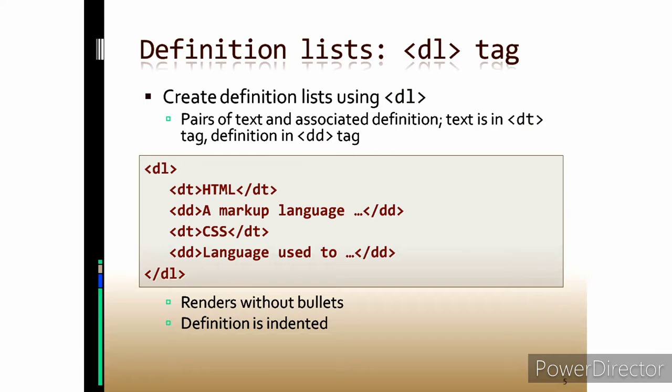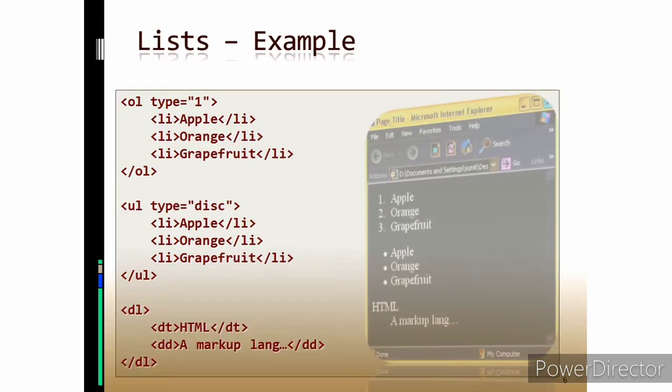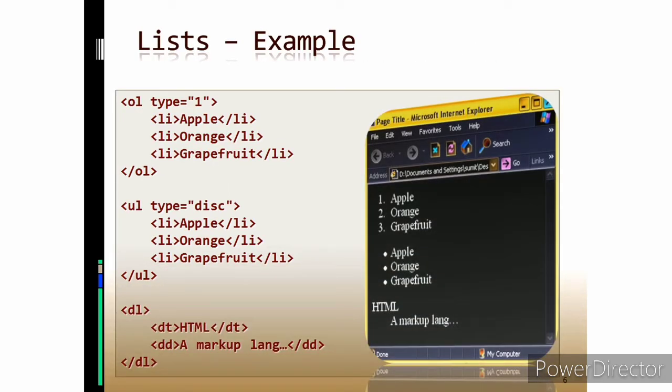So the text HTML, I have taken the definition as markup language. Again I have taken one more text, that is CSS. The meaning of CSS I have taken as a definition, a language used to style pages. It renders without bullets, and the definition is indented. Okay, let us take an example over here.